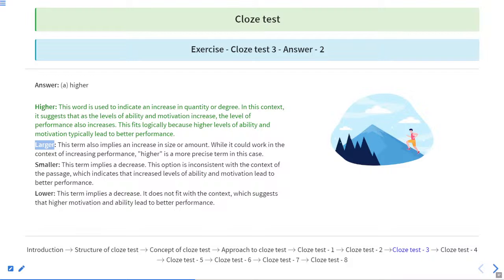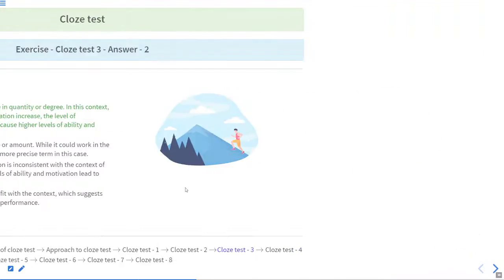Smaller. This term implies a decrease. So this option is inconsistent with the context of the passage, where we are saying increased level of ability and motivation leads to better performance, not lesser performance, and therefore smaller cannot fit in here. Same applies for lower, because lower also means a decrease.